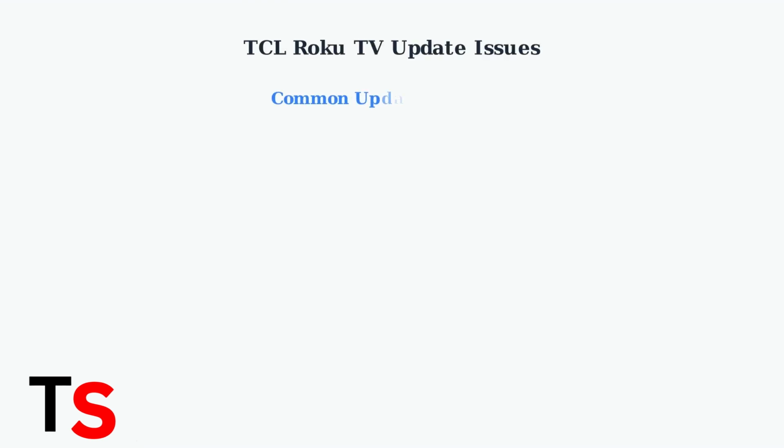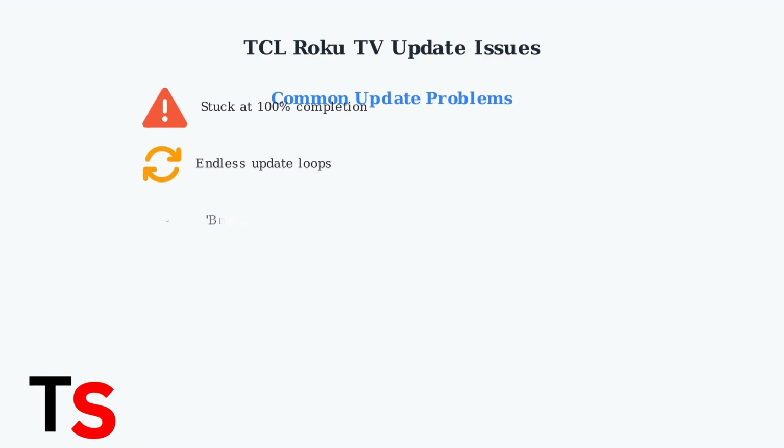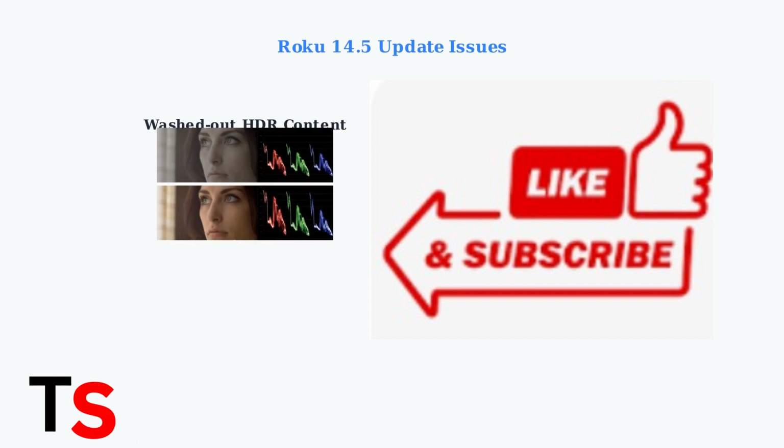TCL Roku TVs can experience several types of update problems that prevent normal operation. A recent Roku software update, version 14.5, has introduced specific problems affecting picture quality and motion settings. The update causes HDR content to appear washed out across streaming services, and motion smoothing becomes permanently enabled and cannot be disabled. Software updates are designed to improve TV performance, add new features, and fix bugs, but occasional glitches can occur during the update process.